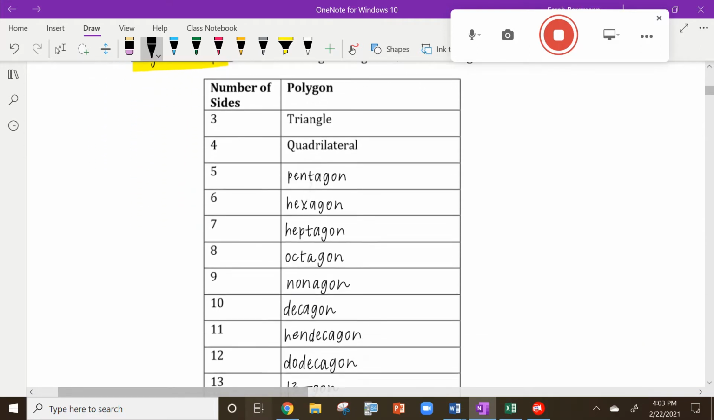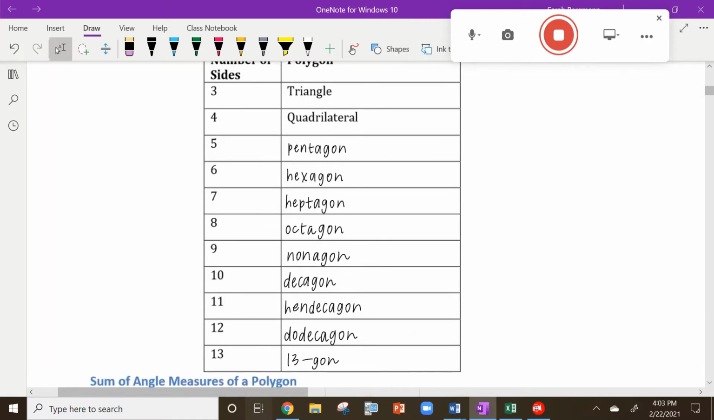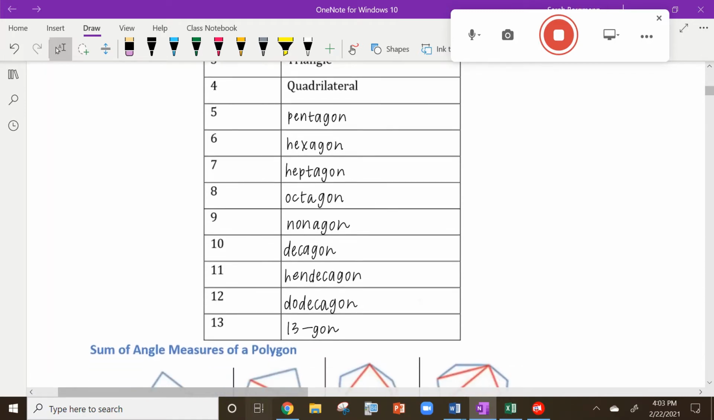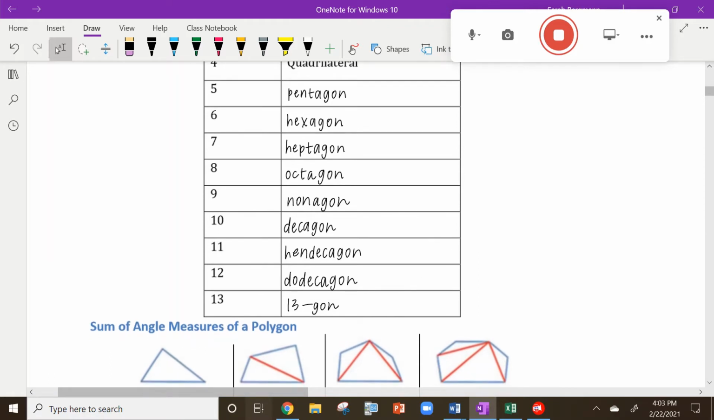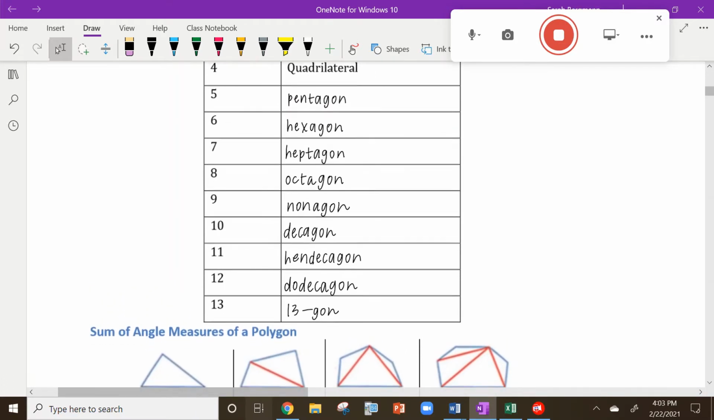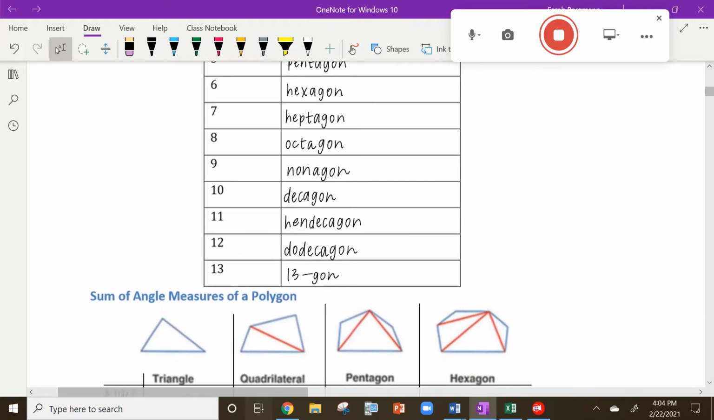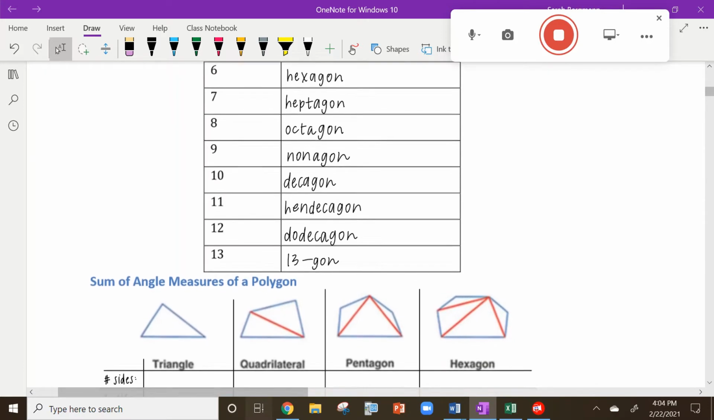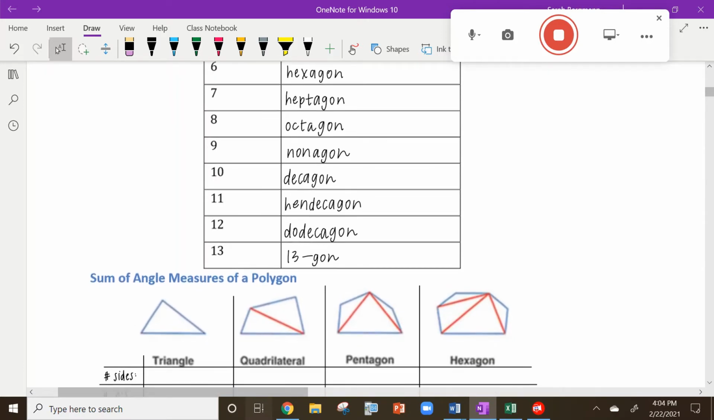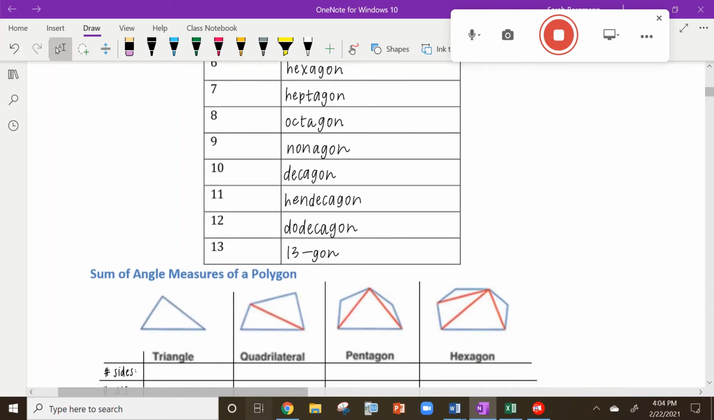Now, just as a refresher, here are the names of our different polygons. We have a three-sided triangle. You obviously know that. We've worked with those all year. We went over these earlier on in the year, but just as a refresher, we have a quadrilateral, pentagon, hexagon, heptagon, octagon, nonagon, decagon, hendecagon, dodecagon, and anything beyond that will just be the number of sides -gon. So 13-gon or 40-gon, however many sides it is.